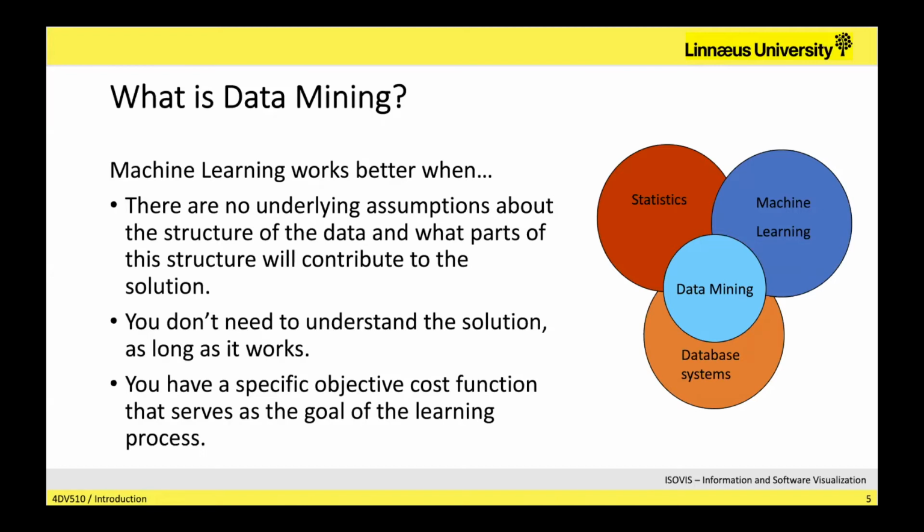Because then you just let the computer work out whatever combination of features it has to in order to train a good classifier. As long as the classifier is working, you not only don't care, you actually have no previous assumption about that. So then machine learning will work better. Again, you don't need to understand the solution as long as it works. And then you have a specific objective cost function that serves as the goal of the learning process.